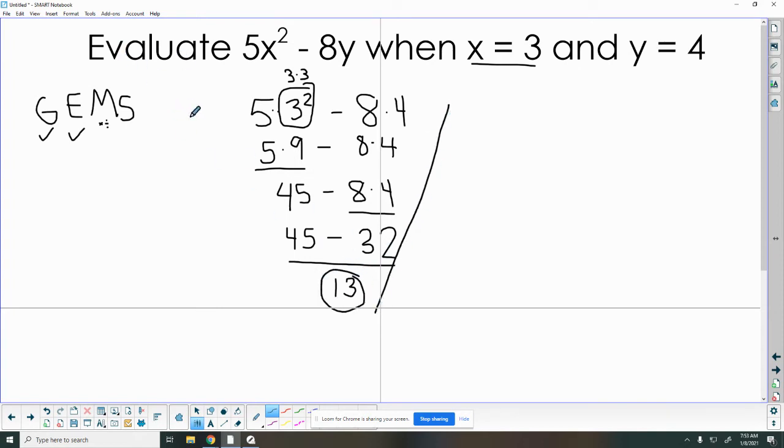So we're just trying to take this and funnel it down. I really like to underline the part that I'm doing. This is what I have to do next, and following this order.